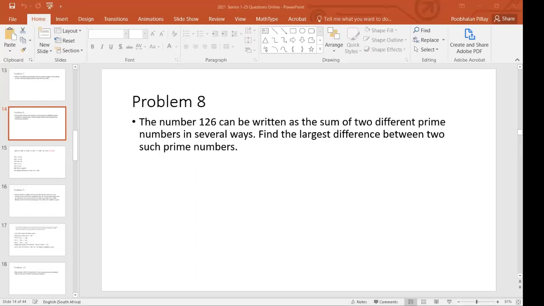All right, so if you want the largest difference, evidently, you look for the smallest one and the largest one, and that will give you the largest difference. So we look for the smallest prime number and the largest prime number that will add up to 126. So let's just go in a systematic fashion. The first prime number is 2.